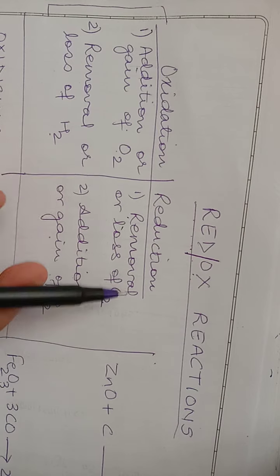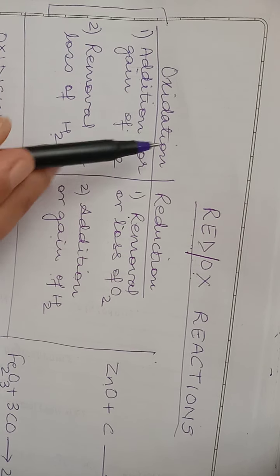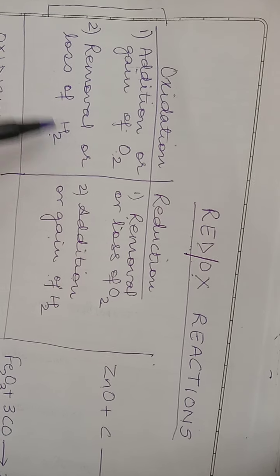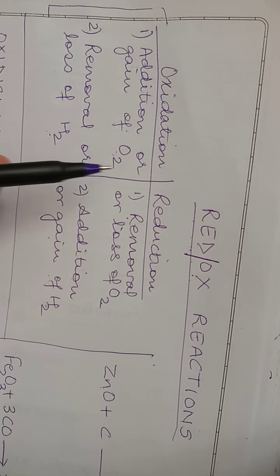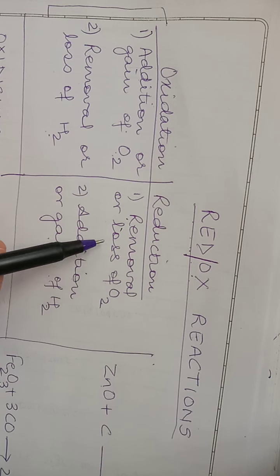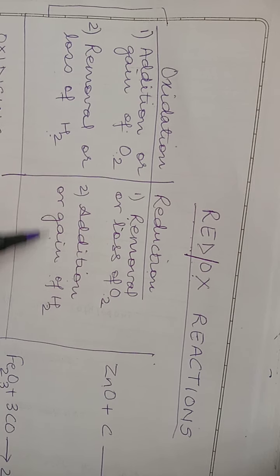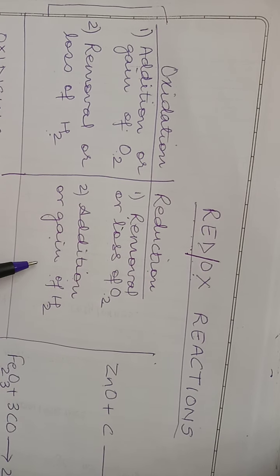So we can simply define it like this: the addition or gain of oxygen is oxidation, and removal or loss of hydrogen is oxidation. For reduction, removal or loss of oxygen is reduction, and addition or gain of hydrogen is reduction.